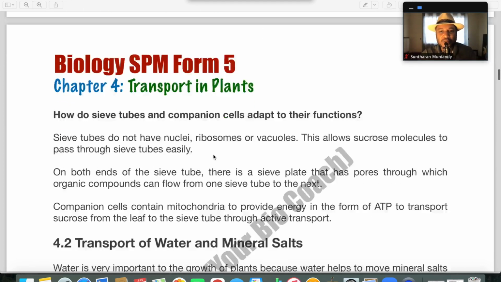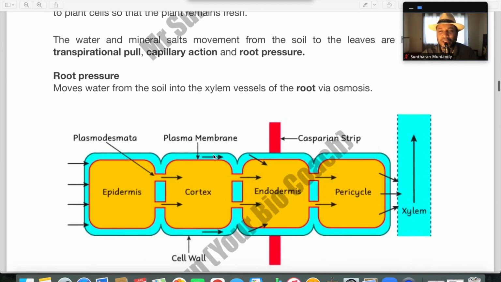We are going to look at root pressure. Root pressure is the process of how plants bring water and mineral salts from the soil up to the xylem vessel. That process is called the root pressure process.